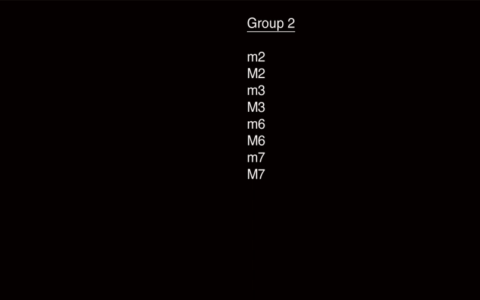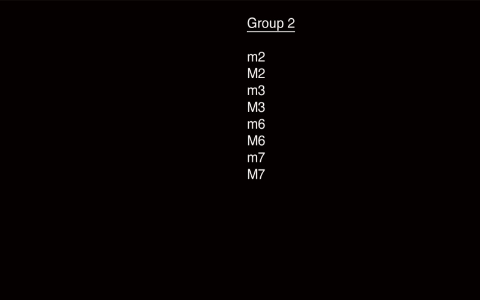Here we have the group 2 intervals. We have seconds, thirds, sixths, and sevenths. And before, you can see there's a lowercase m or a capital M. The lowercase m is used to represent minor, and the capital M is used to represent major. So I have a minor second as well as a major second.